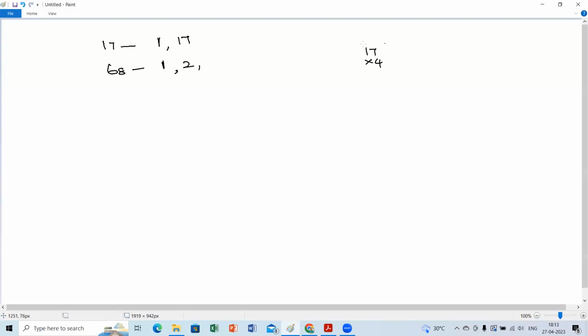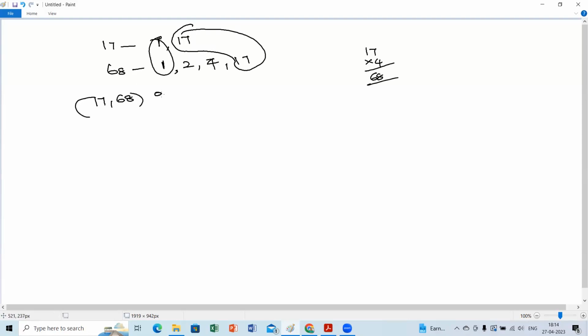What is the value of 17 fours? Ashwath. 68. Very good. So we can write 4 and 17 as the factors, right? What are the common factors? If you check, there is a common factor: 1, and not only 1, 17 is also a common factor. Are 17 and 68 co-primes? No, ma'am. They are not co-primes.